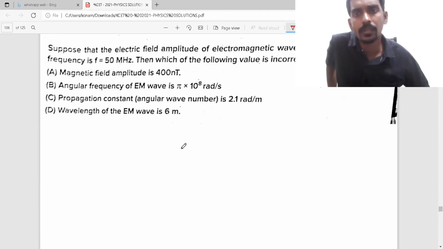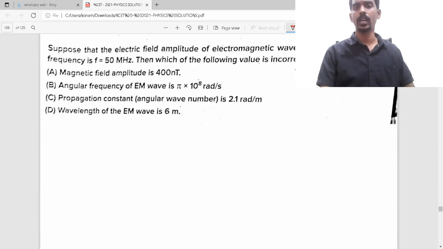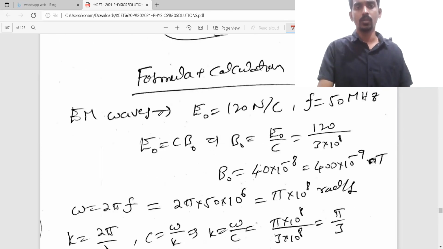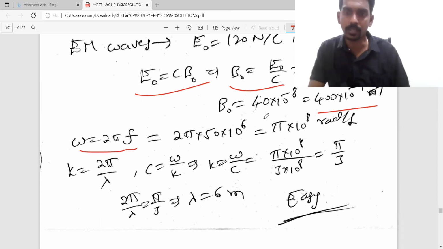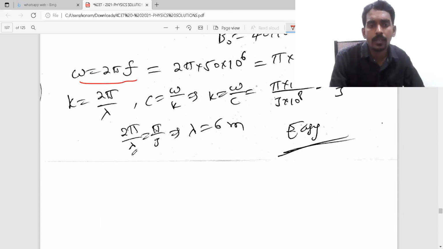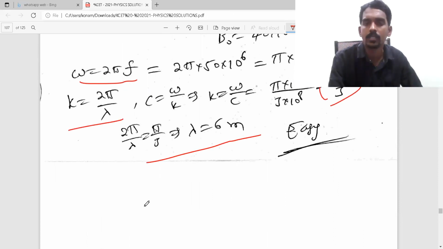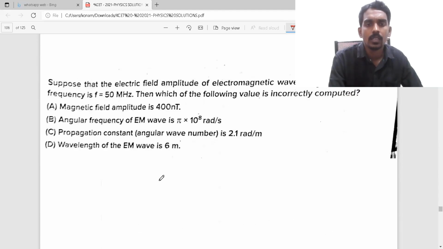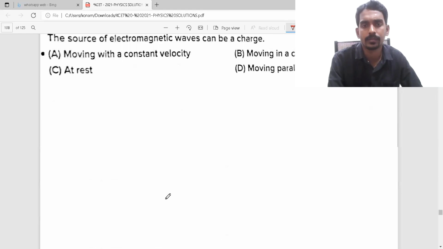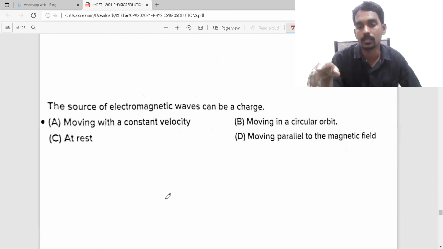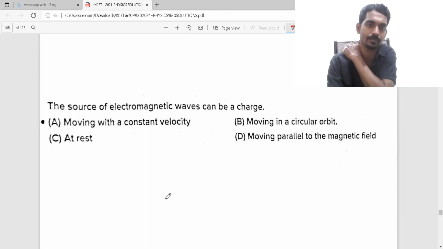Now here the E0 value and frequency data they have given, so it is direct formula based. What is the formula? E0 equal to C B0, so B0 you can find. That is matching. Omega equal to 2 pi f, the angular frequency, is also matching. The wavelength you found is also matching. Only the k value, 2 pi by lambda, is not matching. So that is the incorrect option, because they are asking which of the following is incorrectly computed. So option C. It is a direct formula calculation based question, but you have to check all 4 options, so you will consume more time.